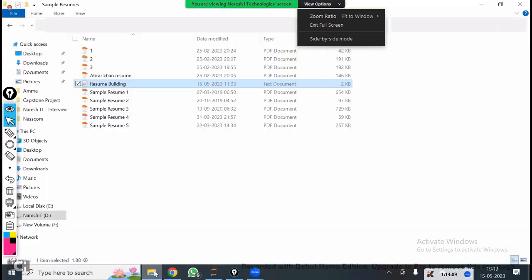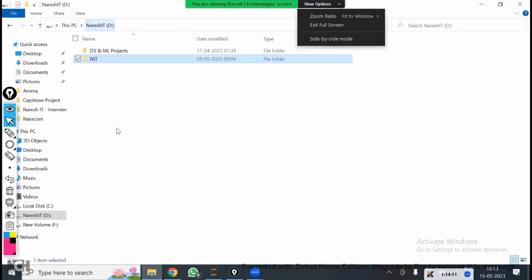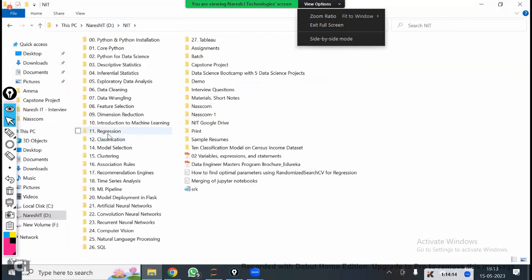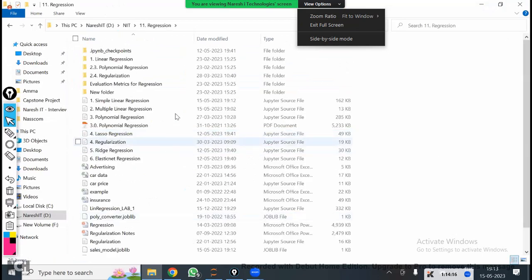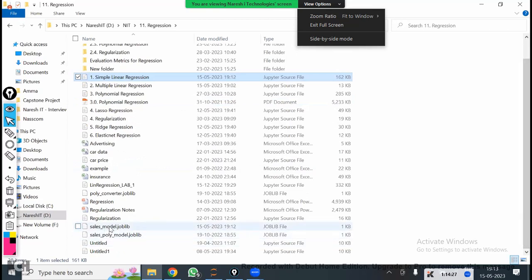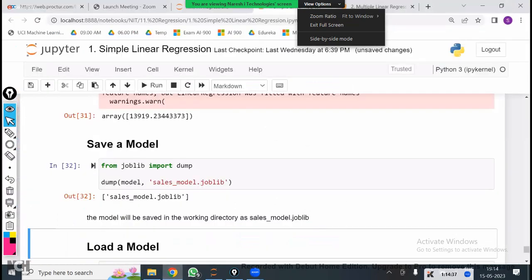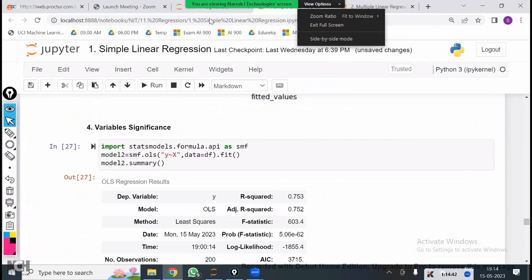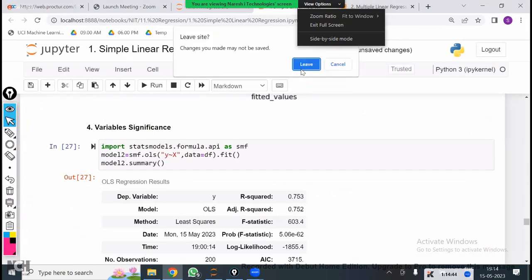Now, if you open your working directory, this is my working directory, where this is the data set and this is the Jupyter Notebook I am working in. If you see here in my working directory, sales underscore model dot joblib was just now created, 15/05/2023 at 7:12. Now, once this is created, close the Jupyter Notebook. Your work is completed. With this, the data scientist's work is completed. Close.